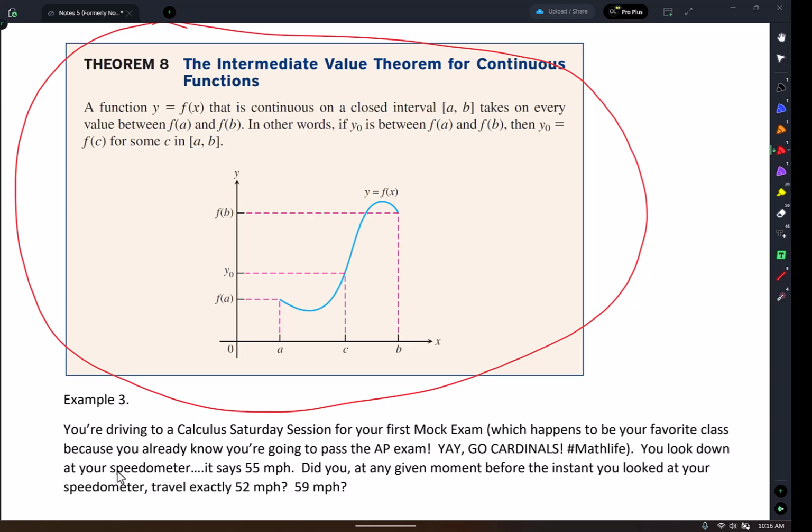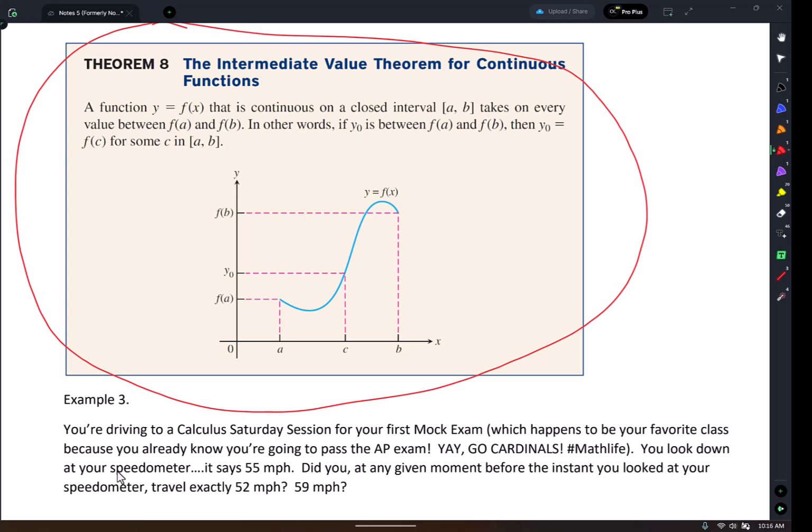The function y equals f of x that is continuous on a closed interval a, b takes on every value between f of a and f of b. In other words, if y0 is between f of a and f of b, then y0 is equal to f of c for some c in a, b. Oh yeah, that makes sense. I think they think everyone's a math major.